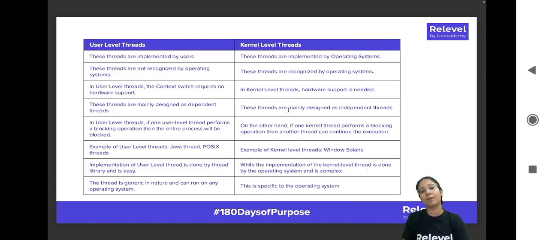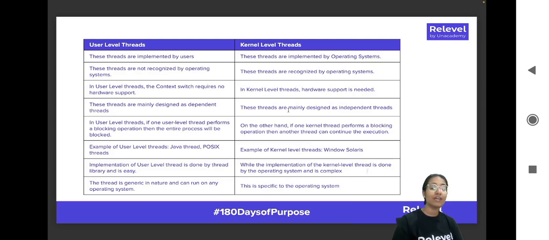So you can take a look at the differences over here. User level threads are implemented by the user. Kernel level threads are implemented by the operating system. User level threads are not recognized by the operating system. Kernel level threads are recognized by the operating system. For user level threads, the context switch requires no hardware support, but in the case of kernel level threads, hardware support is needed. That's why context switching in kernel level threads is slower. User level threads are mainly designed as dependent threads, whereas kernel level threads are mainly designed as independent threads.